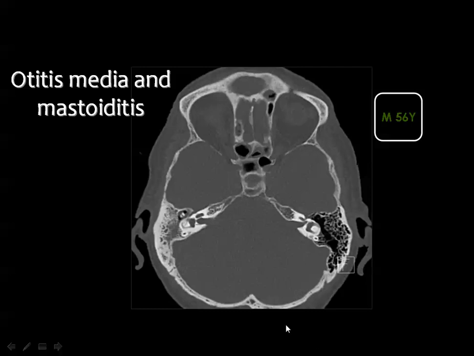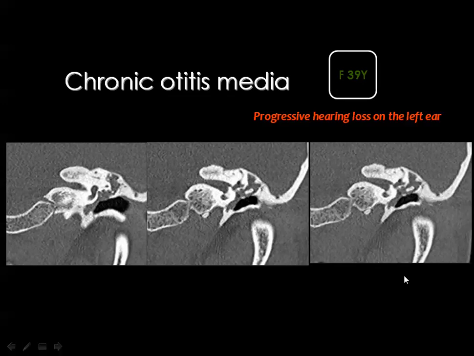And here you look for the opacification of the middle ear cavity, mastoid antrum, and mastoid air cells. You look for the integrity of the ossicles. And of course, you need the clinical support of otitis media in order to be sure that you are dealing with an inflammatory process.